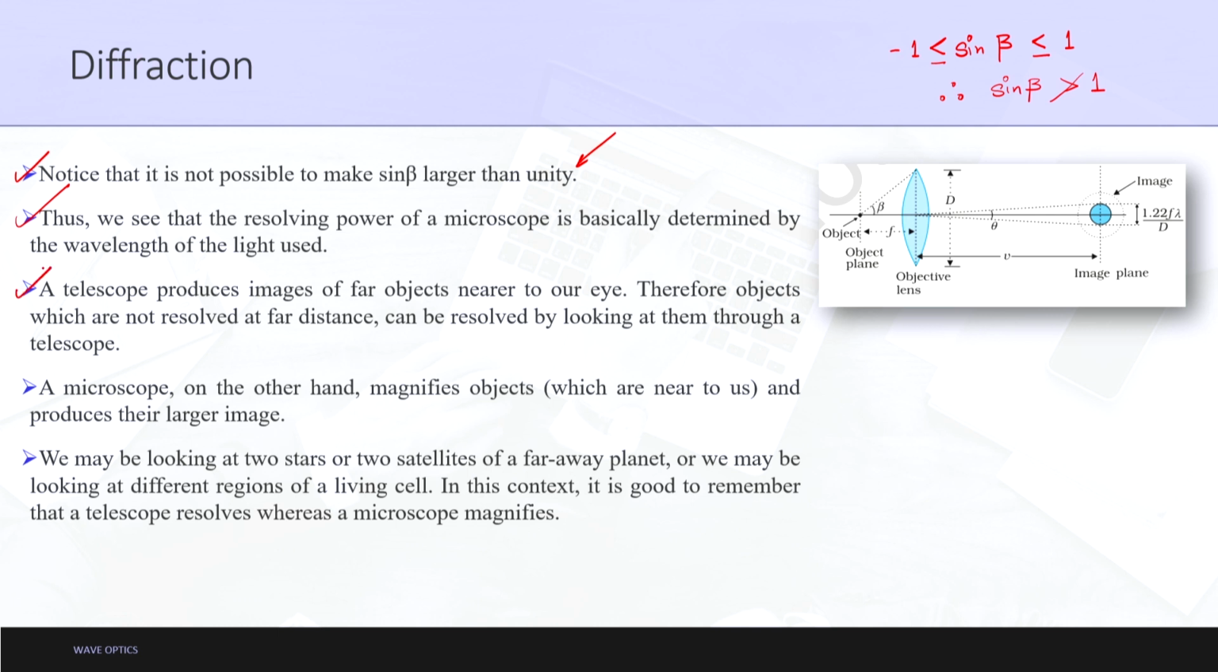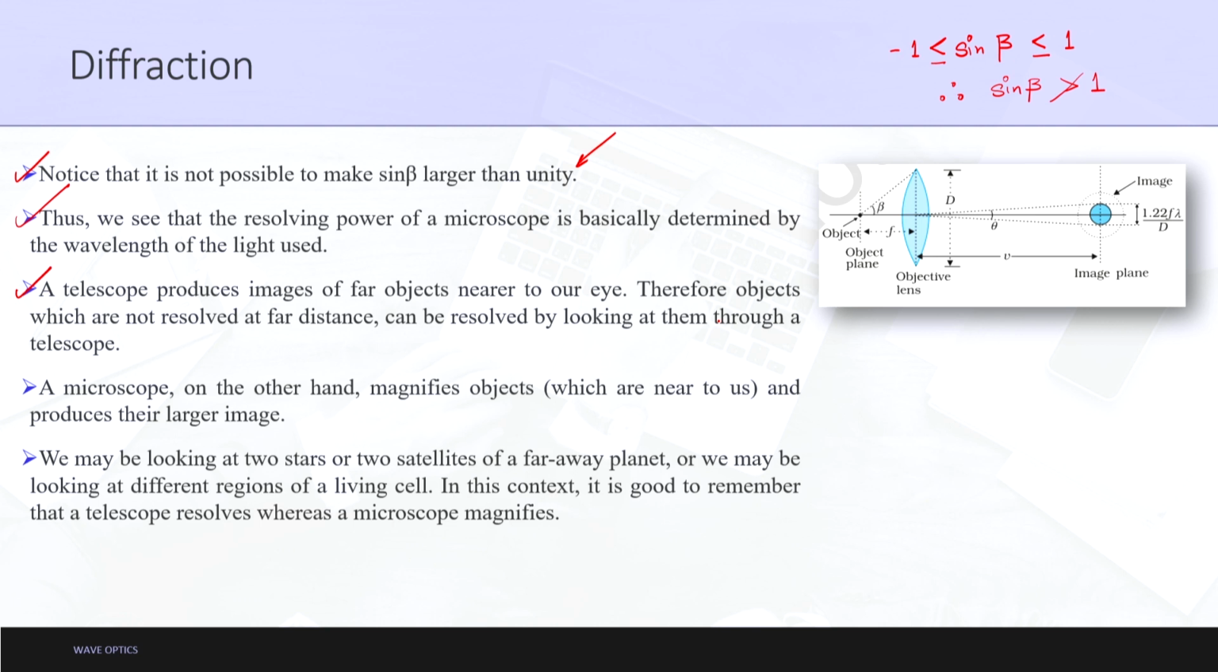A telescope produces images of far objects nearer to our eye. That is a simple application of the telescope. If I make a typical diagram, this is the object, and the object's image is captured at this position. So what a telescope does is bring the image nearer to us. Therefore objects which are not resolved at far distances can be resolved by looking at them through a telescope.